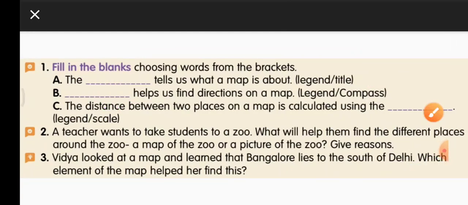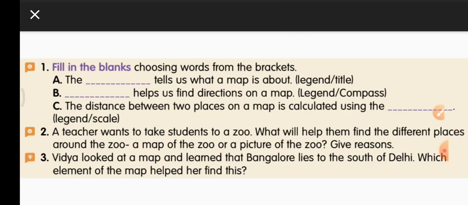A teacher wants to take students to a zoo. Okay. What will help them to find the different places around the zoo? If they want to know what the different places in the zoo are, which one will help them? The picture of the zoo or the map of the zoo, students? Tell me. Yes, you are right. The map of the zoo will help them to find out where the different places are.